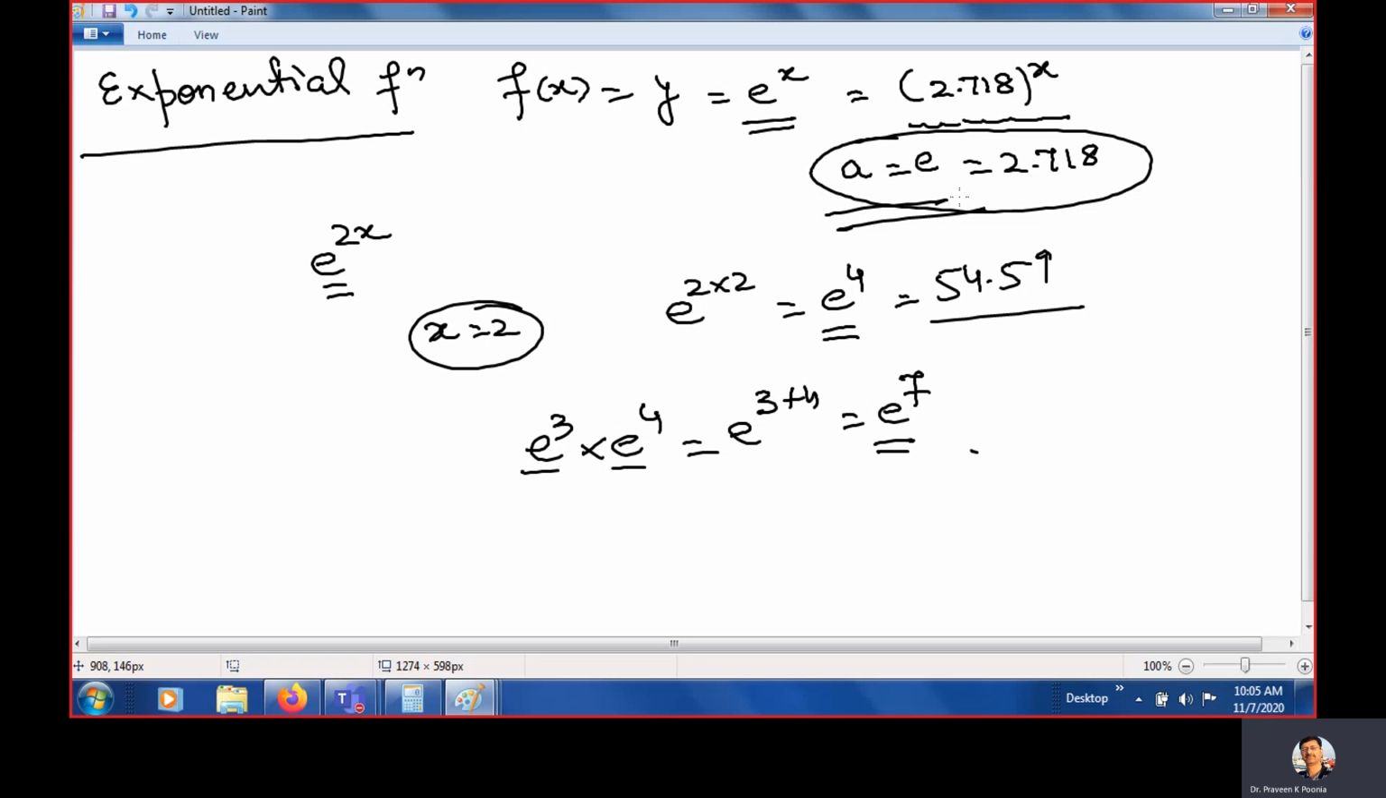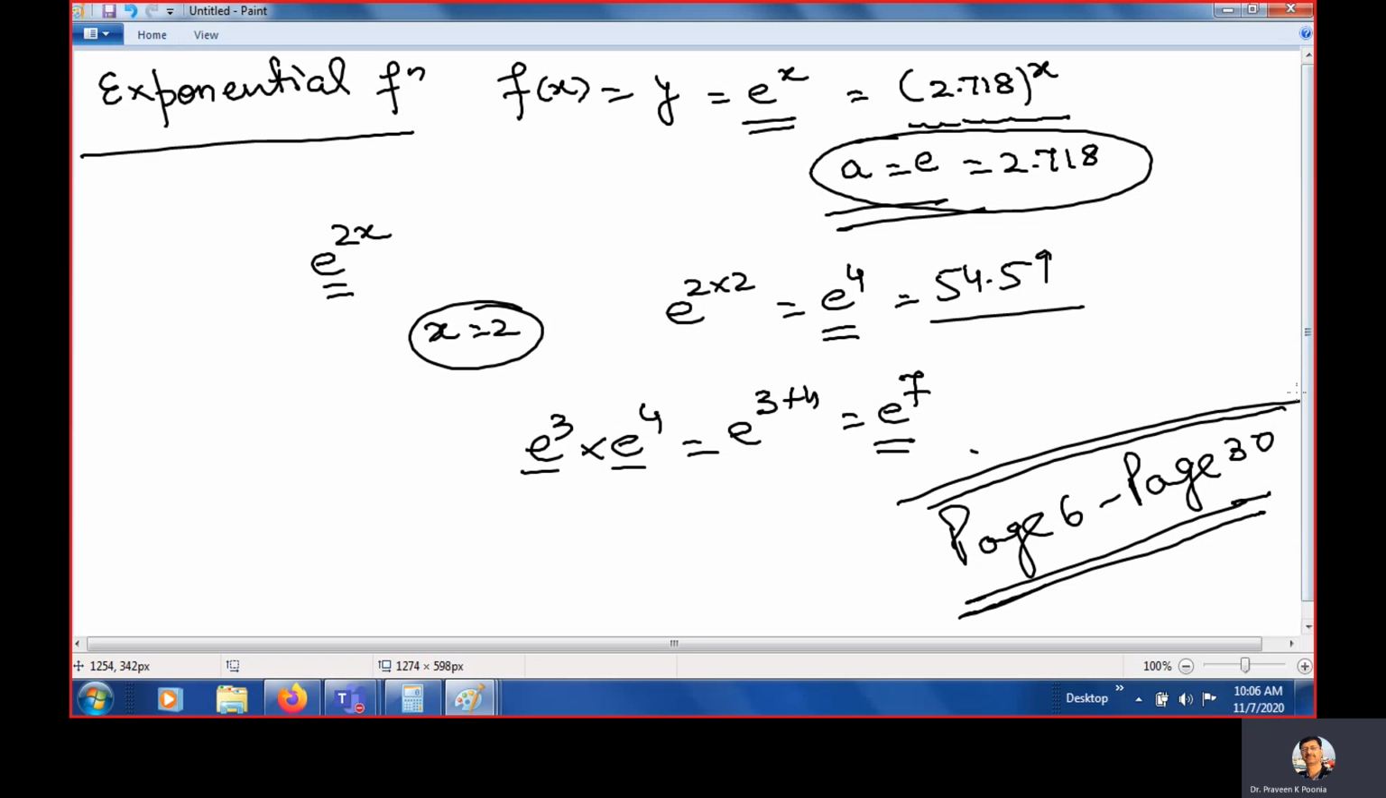This also ends your syllabus for the first midterm. We will cover from page 6 up to page 30. Page 6 to page 30 is your midterm. Only one midterm is there. So please practice these questions, as well as the previous chapter and this chapter.